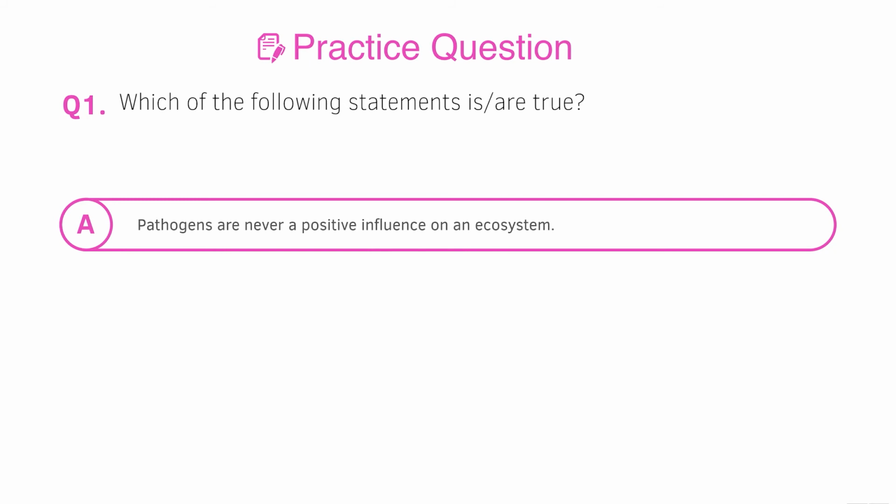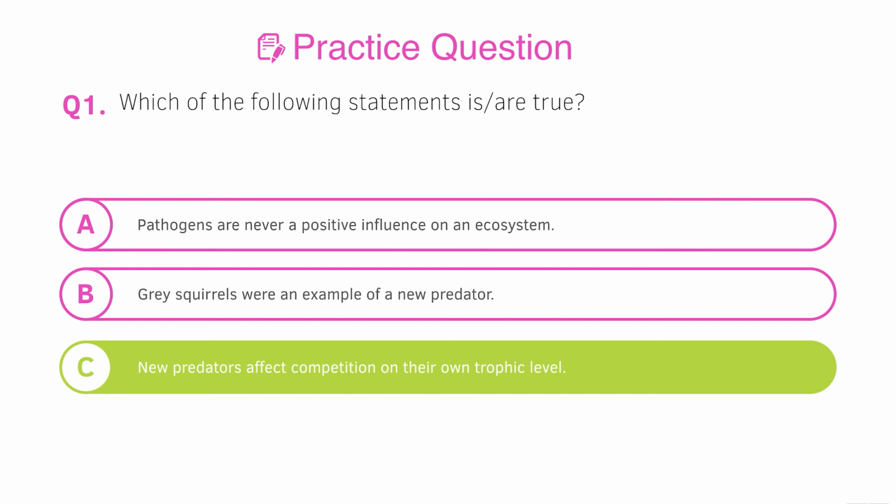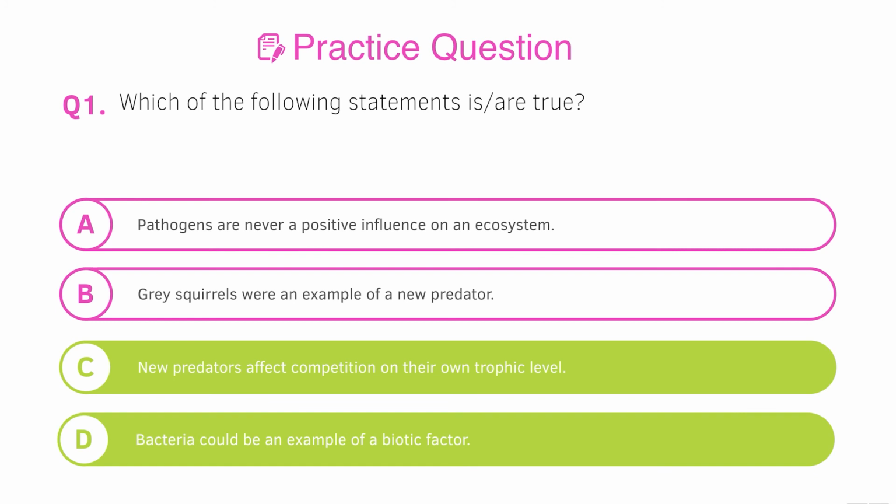So A, pathogens are never a positive influence on an ecosystem. That is false. We've seen that they have been a positive influence. We can use them to manipulate our ecosystem in a positive way. B, grey squirrels were an example of a new predator. No, those were red squirrels. C, new predators affect competition on their own trophic level. This is true. And D, bacteria could be an example of a biotic factor. Well, it's a living thing, so yes, that's true.